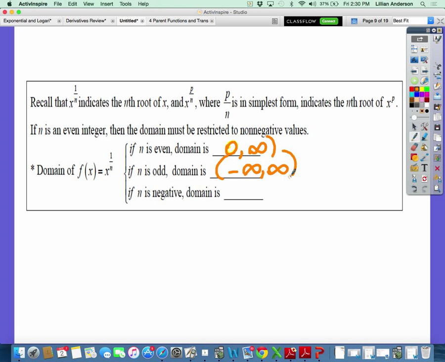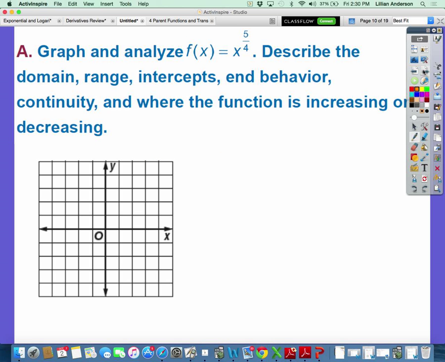Look at your next one. What do you think we should do? Make a table. And something that might help you: I'll let you use your calculator on this one. Okay, but still use -2, -1, 0, 1, and 2. Use your calculator here. Get some values. Let's look at the graph.